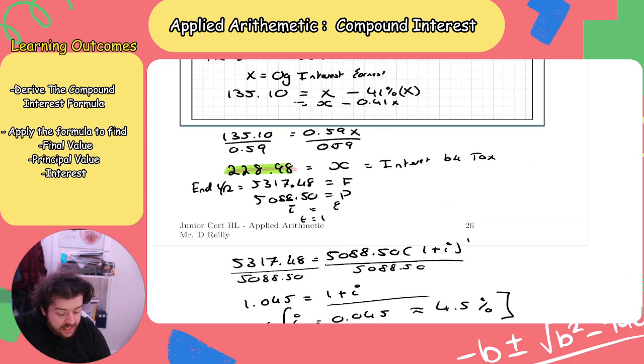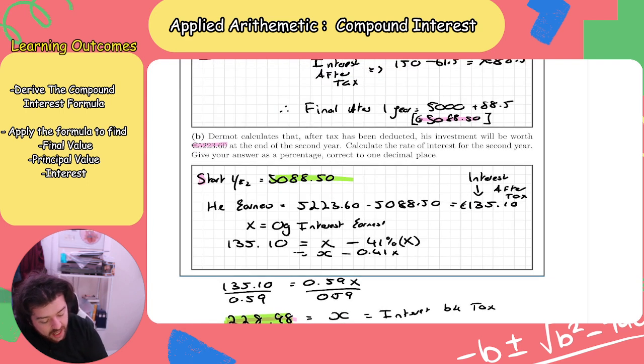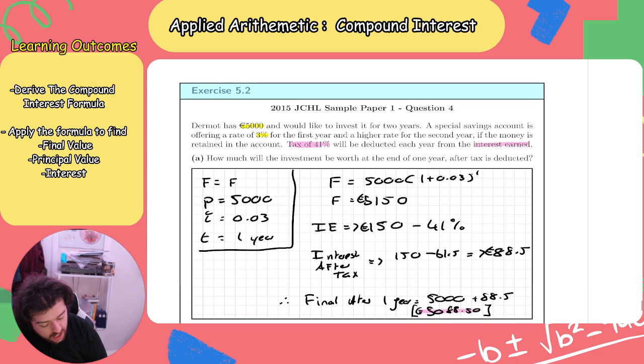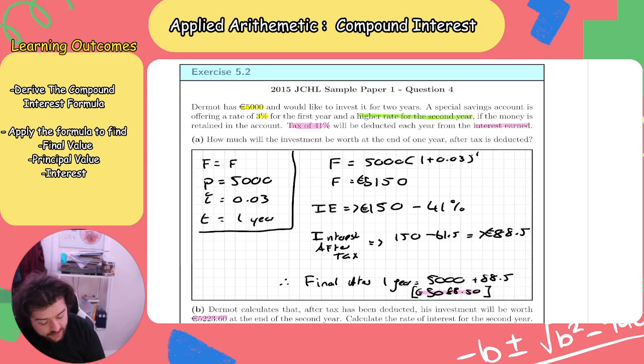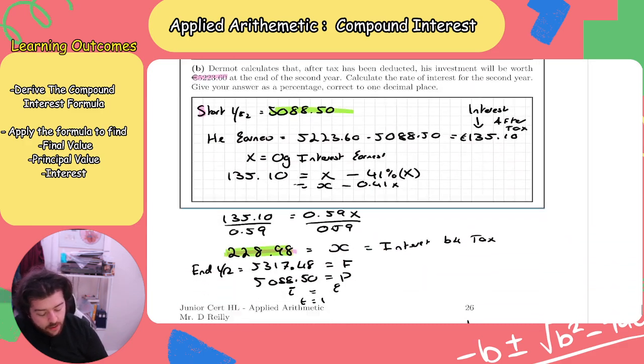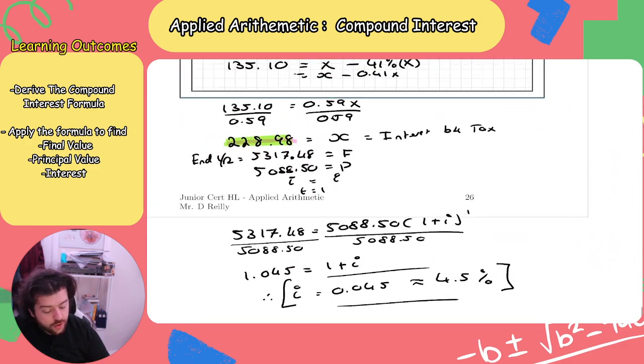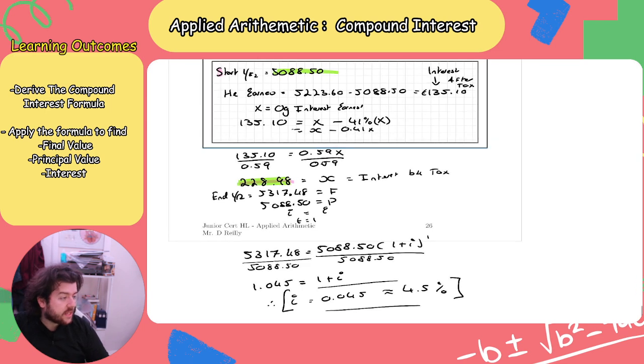And this kind of makes sense because it tells us here he is getting a higher rate at the end of the second year. It says here the higher rate for the second year, and if his initial rate was 3% and we got 4.5%, that is a higher percent there. So that was a difficult question. That was from the pre-junior cycle paper, so it would be a bit harder, more in depth, but it's good to see these types of questions.